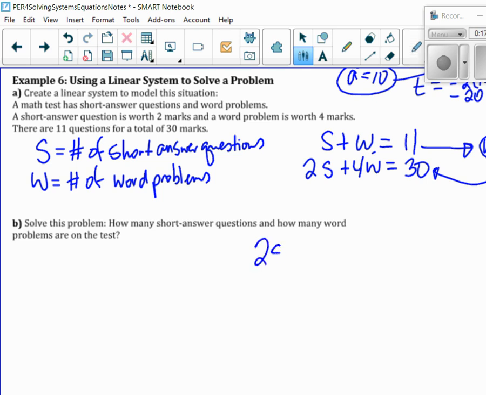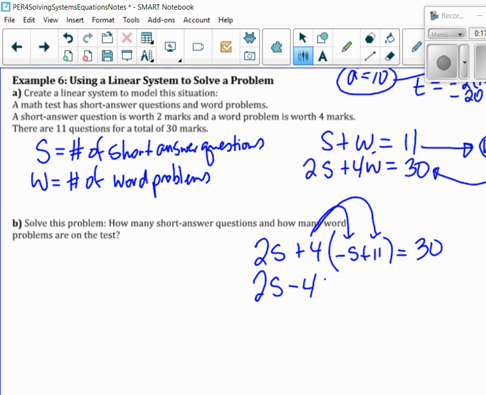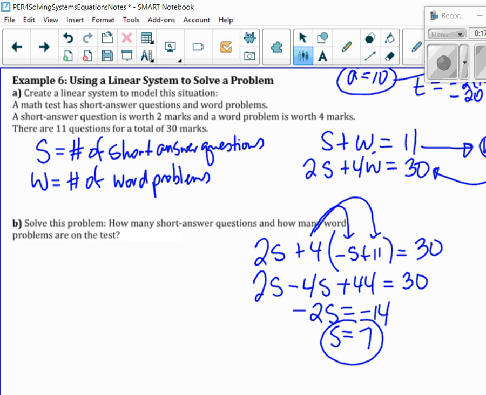So now I'm going to substitute that in. So 2S plus 4 times negative S plus 11 equals 30. Multiply it in. 2S minus 4S plus 44 equals 30. Minus 2S equals negative 14. S equals 7. Then I do what with that? Plug it back in. So W equals minus 7 plus 11, so then I get 4.